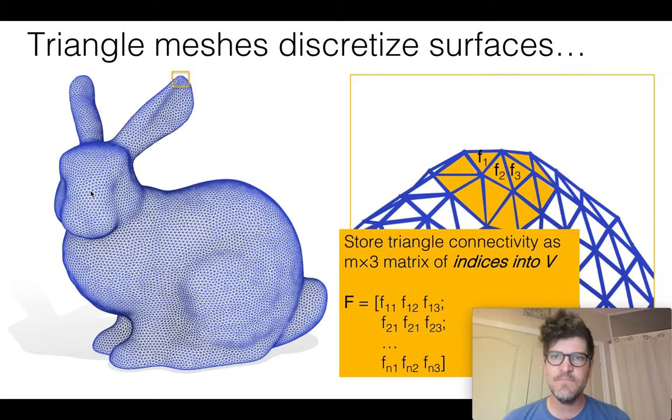We can store all of these references compactly in a matrix, an M by 3 matrix, where M is the number of triangles. We'll call that matrix F. The elements of this matrix should be references into V, and since V was a matrix of real numbers, we'll represent each of the elements of F as indices into the rows of V. So F11 would refer to the F11th row of V.